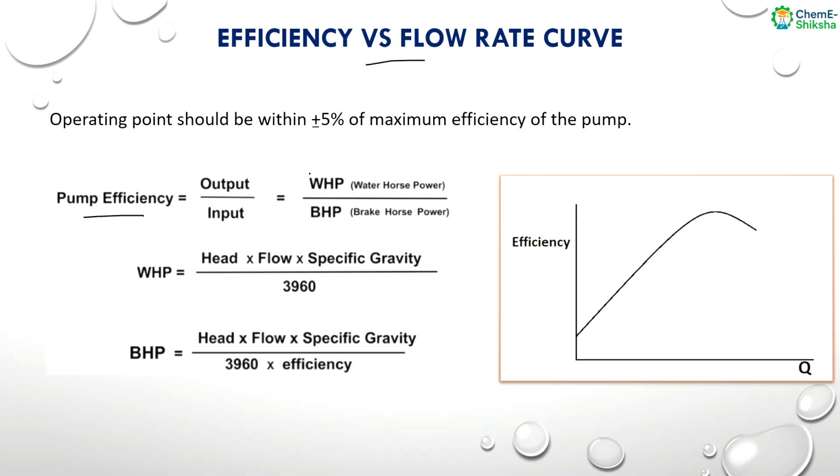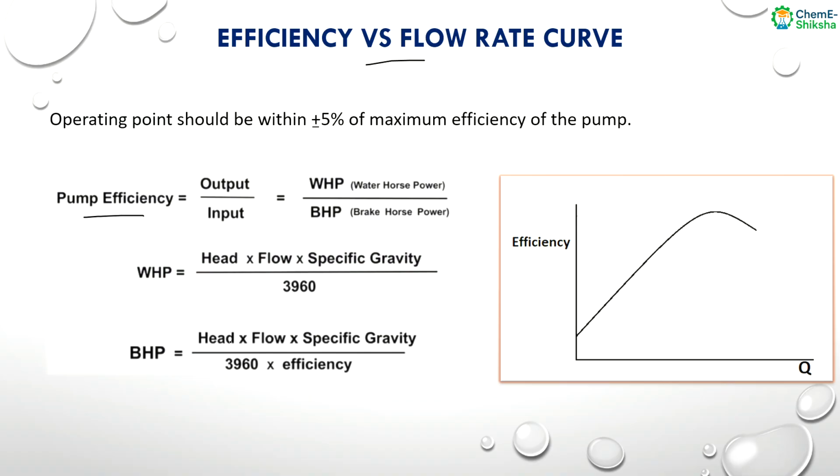So what is the water horsepower? Water horsepower is the power gained by the fluid which is being pumped by the pump. So it equals rho into Q into g into H, or here it is written as head into flow into specific gravity divided by 3960. And the brake horsepower, or BHP, is the power actually given to the fluid by the pump. So it equals omega into T shaft.